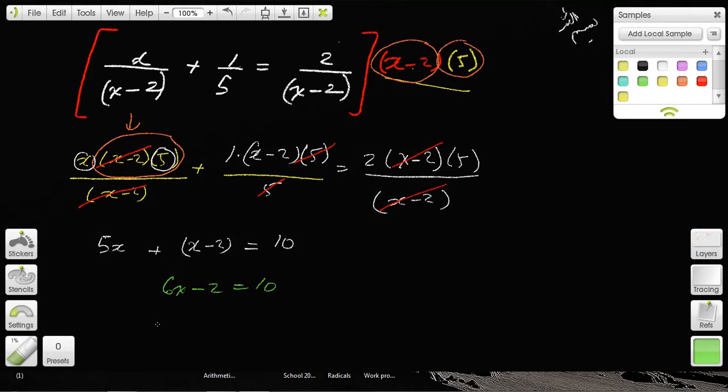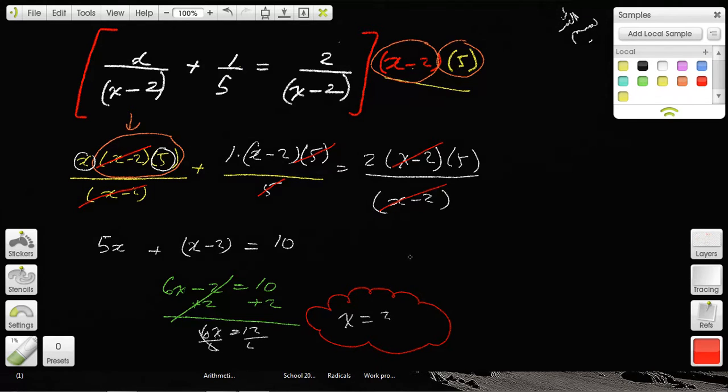Follow, Omar? I know what you're doing. Okay, then I add 2 to both sides, like this. Yes? And then I get 6x equals 12. And divide both sides by 6. And then I get x is equal to 2. Ta-da! I am done!